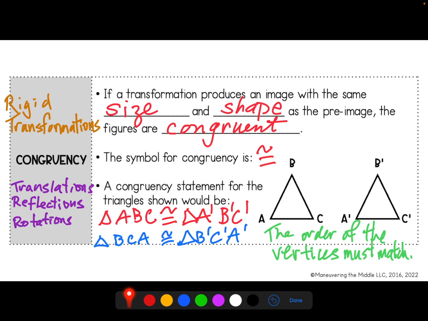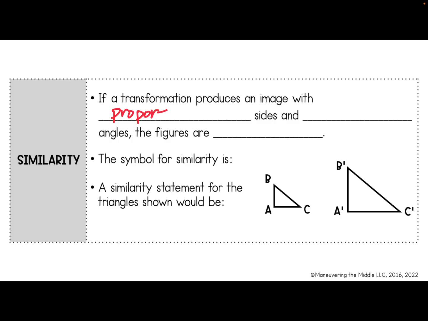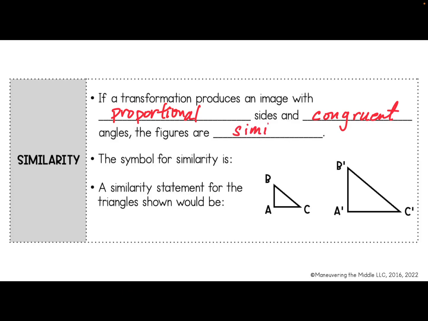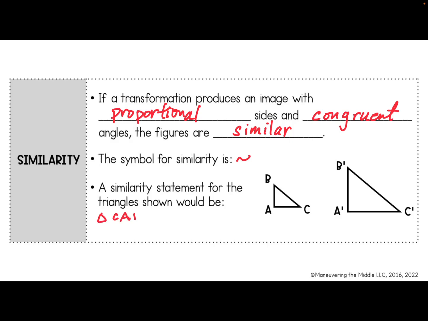And then we have similarity. If a transformation produces an image with proportional sides and congruent angles, then the figures are similar. The symbol for similarity is just the tilde sign. And just like congruence, we can use that to create similarity statements.